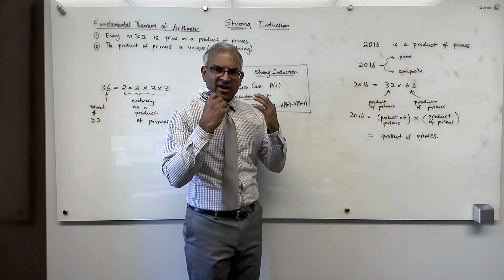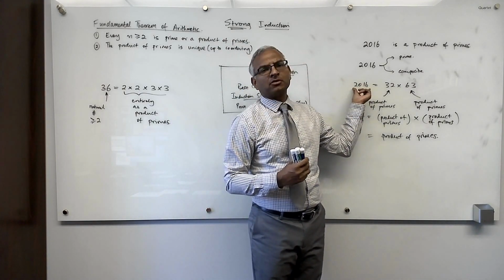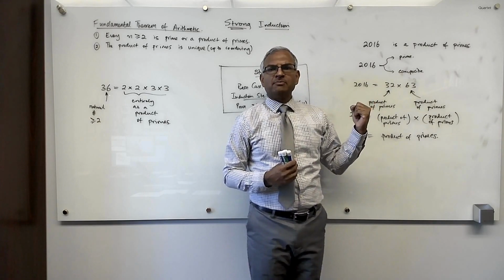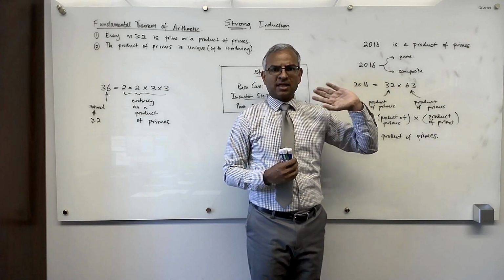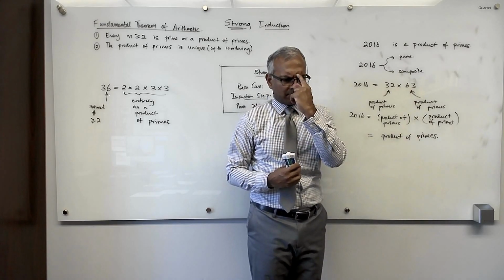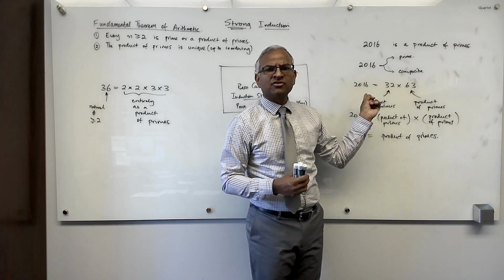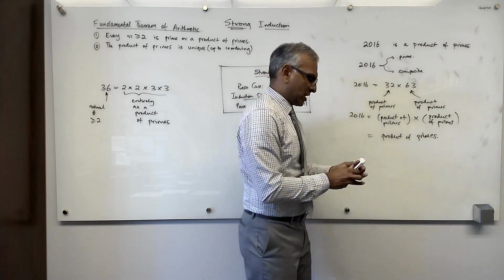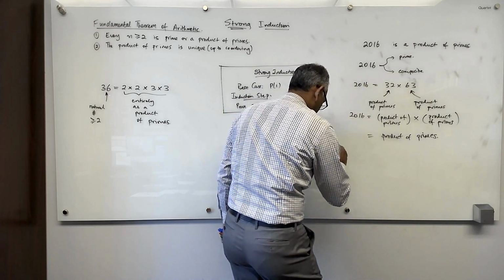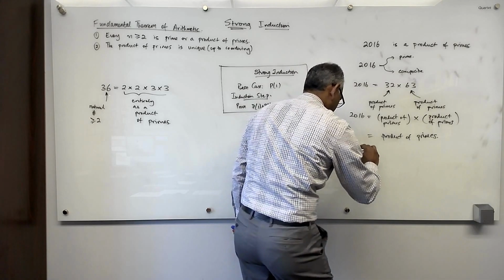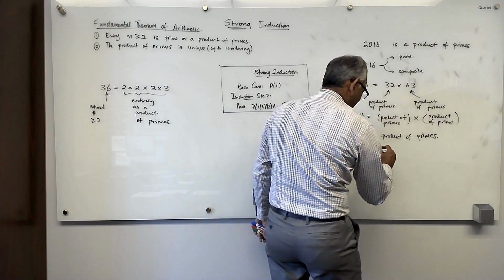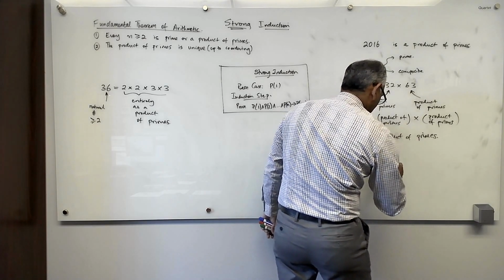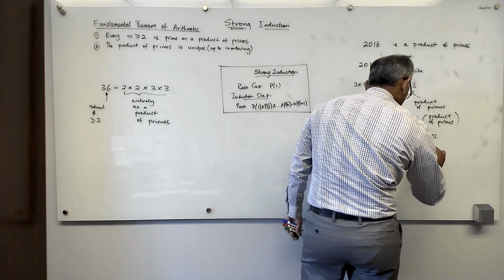And now the fact that I can convince you that 2016 is a product of primes using the fact that some smaller numbers are products of primes is an immediate hint that induction is relevant. But now here's the problem. In regular induction, I need to use the fact that 2015 is a product of primes to prove that 2016 is a product of primes. So regular induction: I need to prove that 2015 is a product of primes implies 2016.